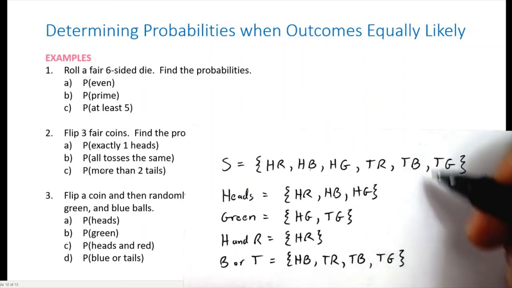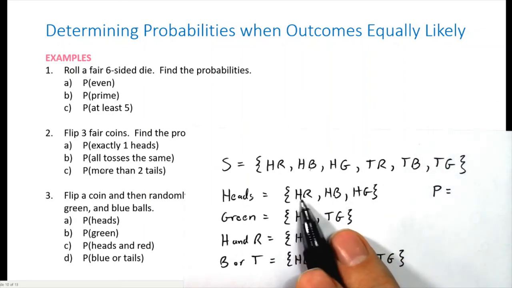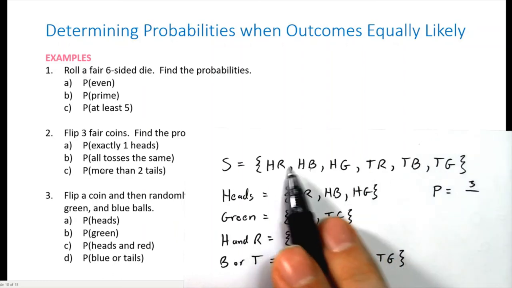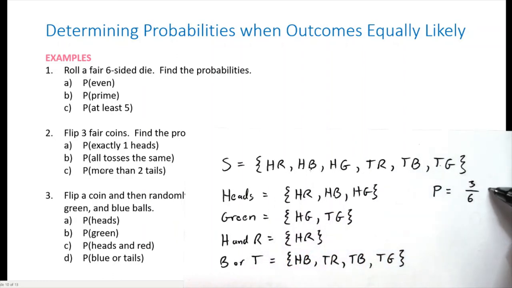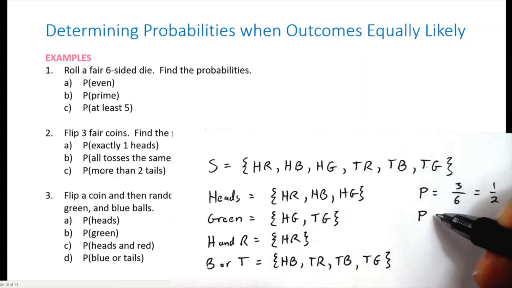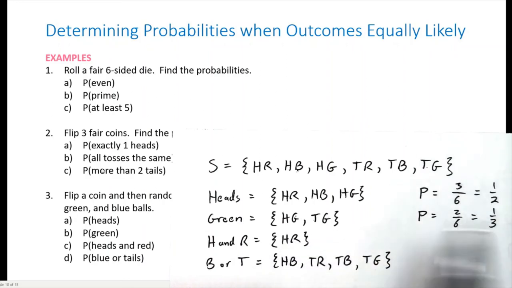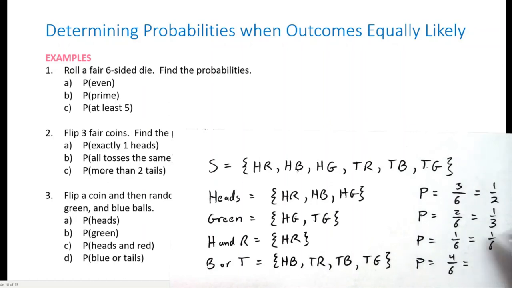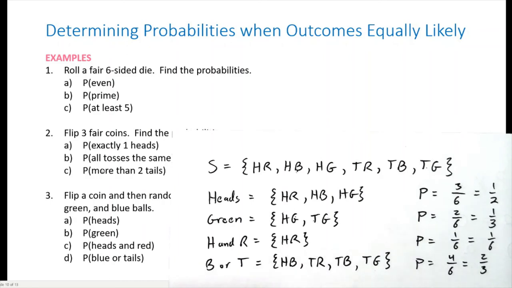All right, so what are the probabilities? Well, the probability of getting this is just, well, there's three ways to do it. And there's 1, 2, 3, 4, 5, 6 possibilities. So 3/6 or 1/2. The probability of getting green, well, there's two ways to do it. So it's 2 out of 6 or 1/3. Here, there's only one way to do it. So it's only 1 out of 6. Well, that just simplifies to 1/6. Here, there's 4 ways to do it. 4 out of 6, which simplifies to 2/3. Okay, so when outcomes are equally likely, it's just a matter of counting, okay?